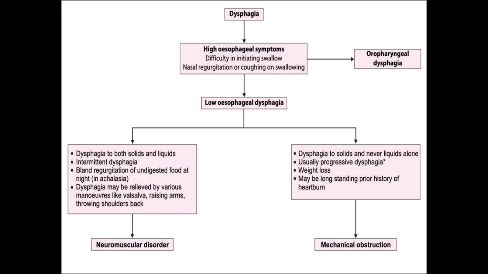Then maybe we are dealing with a mechanical obstruction. If the patient has dysphagia for both solids and liquids, with bland regurgitation of undigested food, as in achalasia, and with maneuvers like Valsalva and raising arms the patient feels a little relieved, we might be dealing with a neuromuscular disease. If the patient has difficulty in initiating a swallow with nasal regurgitation or coughing on swallowing, we might be dealing with oropharyngeal dysphagia.